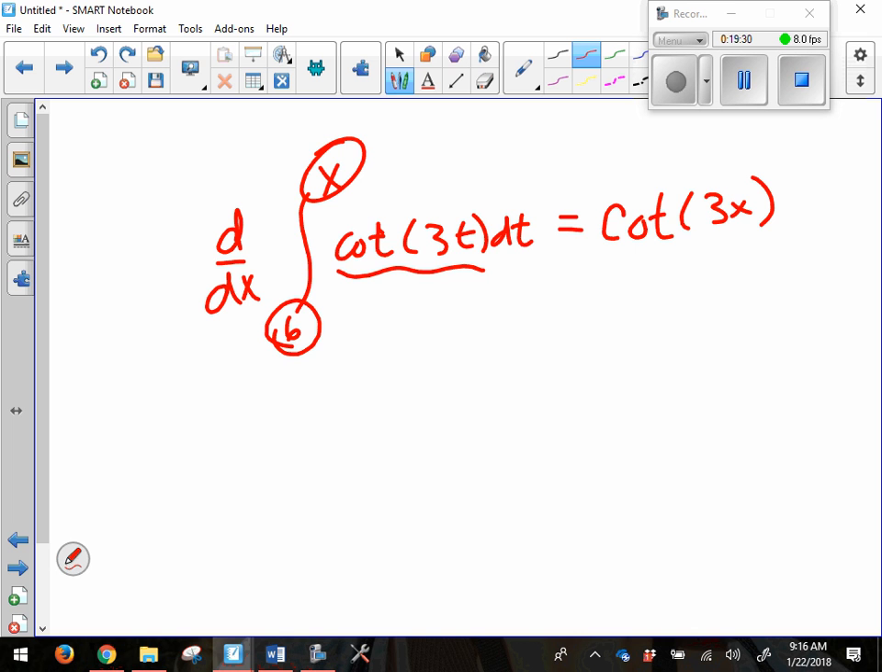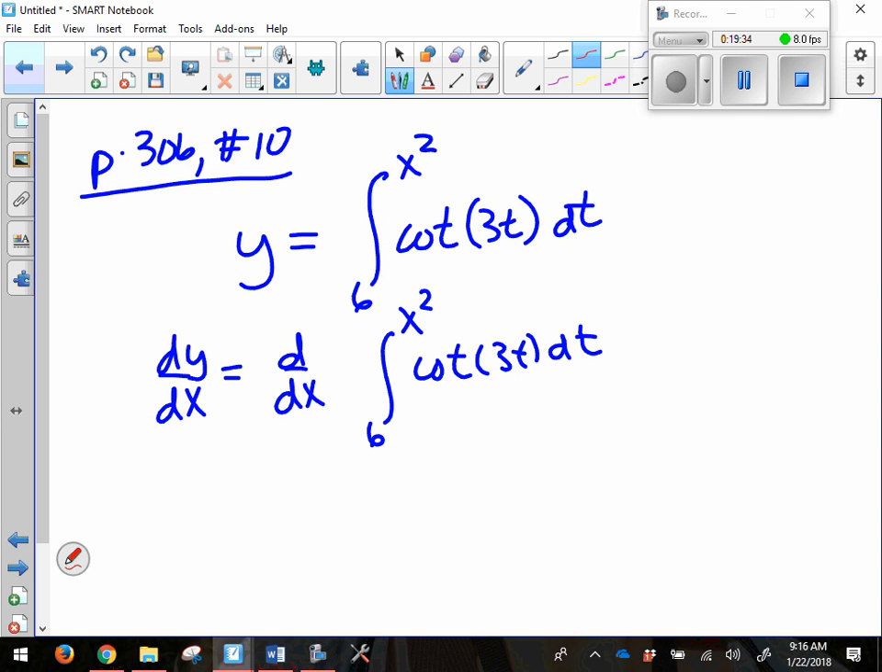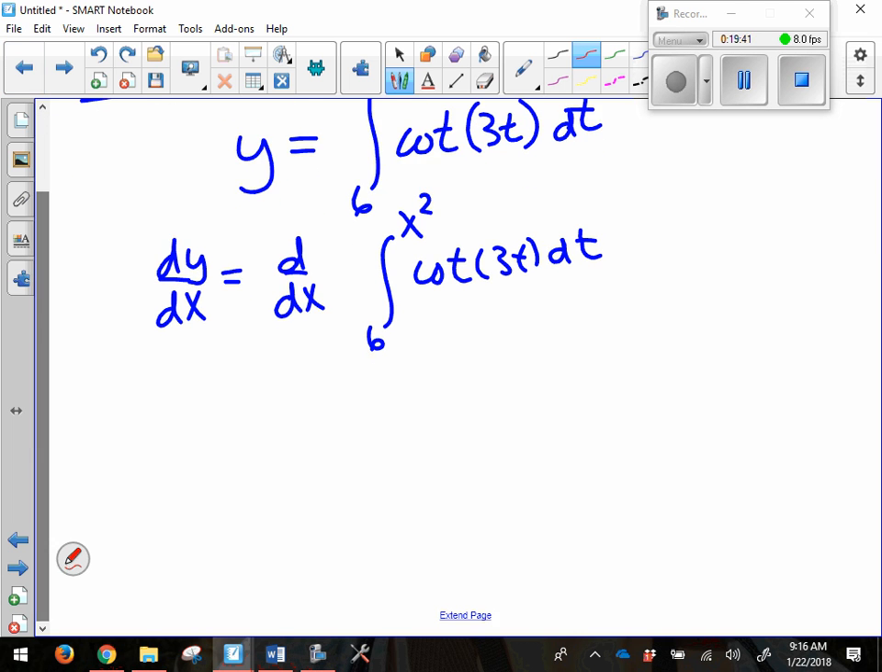Alas and alack, that's not what we've got. We've got an x squared up here. So we're going to have to do something different. Anybody have an idea? No. I mean, I could, but it's not really going to help me because I can't take that x squared and turn it into anything else.